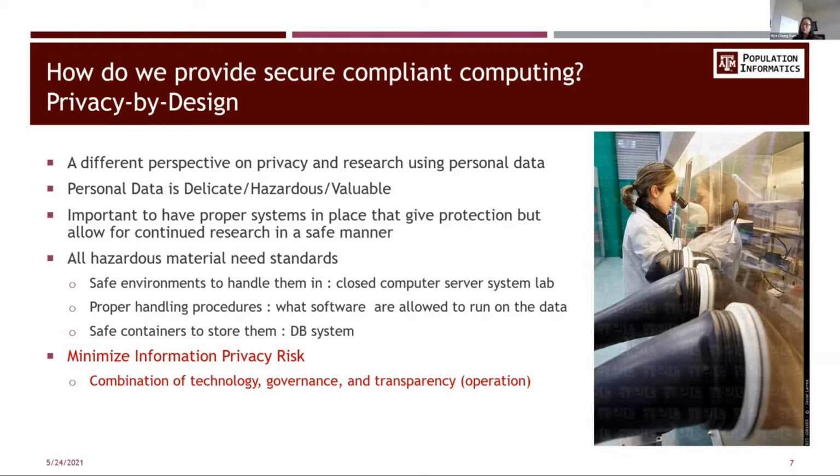They include what software are allowed to run on the data, as well as all the training protocols and application and approval processes, such that those processes are not too heavy and can be streamlined. And the final goal of this is to minimize the risk for information privacy. And we take a very holistic approach where we use a mix of technology, governance, as well as transparency on operations, so that we can all do this in a safe but efficient manner. And that's at the core of how we do this.